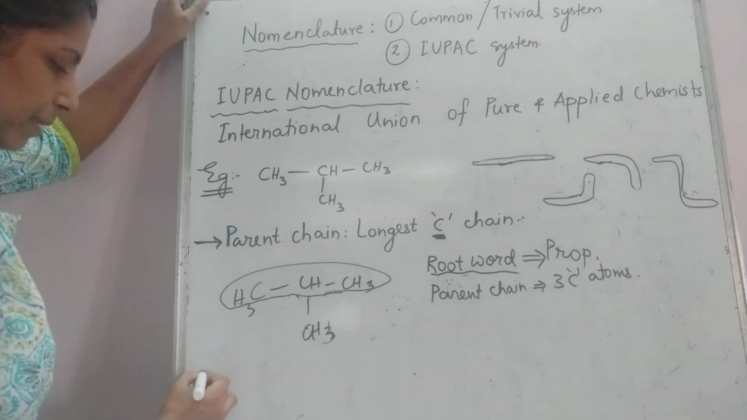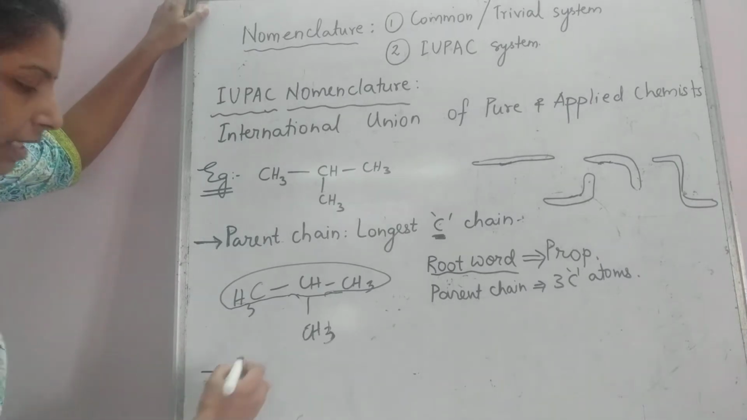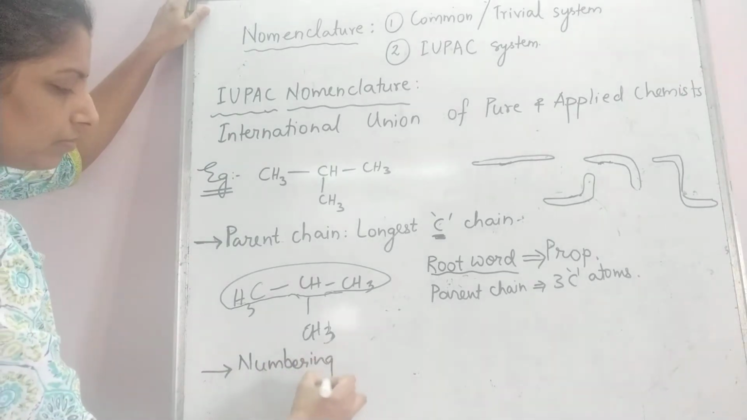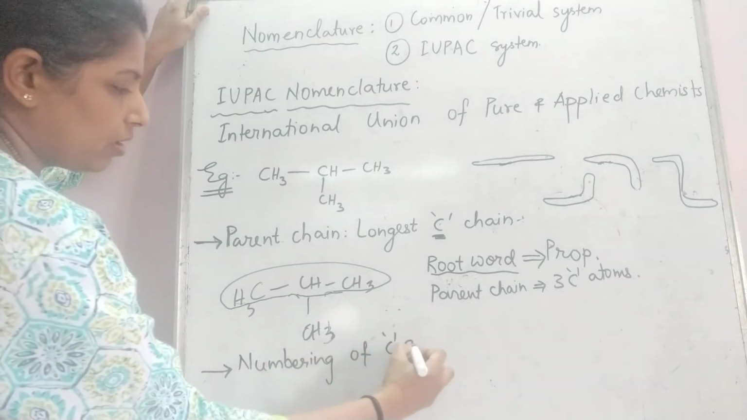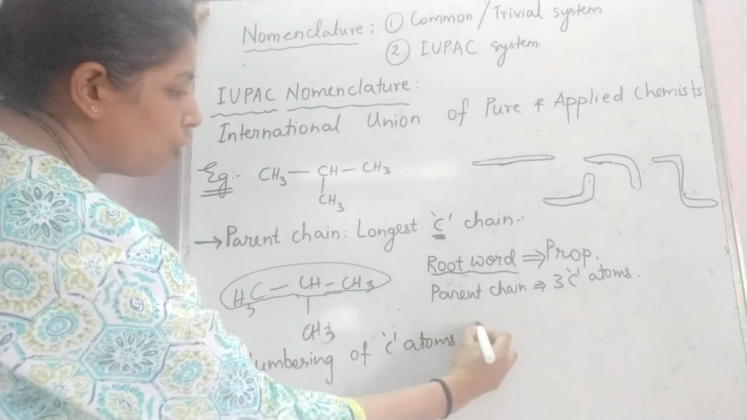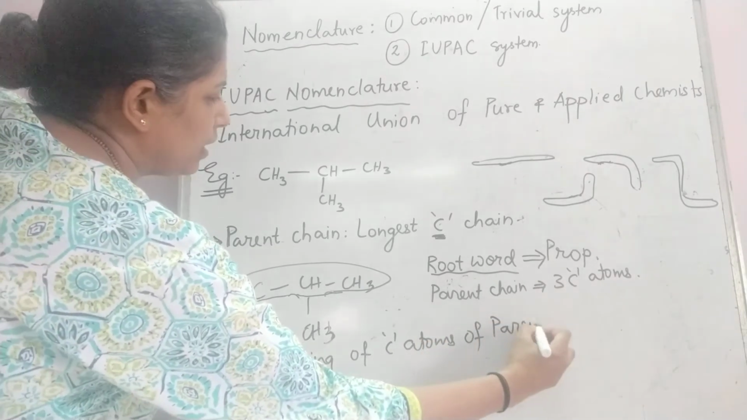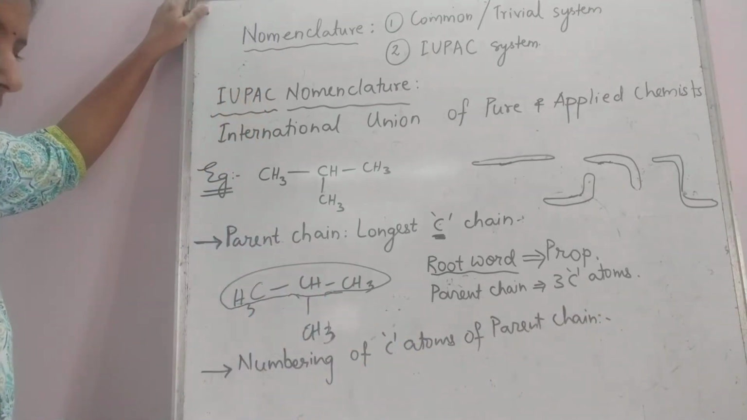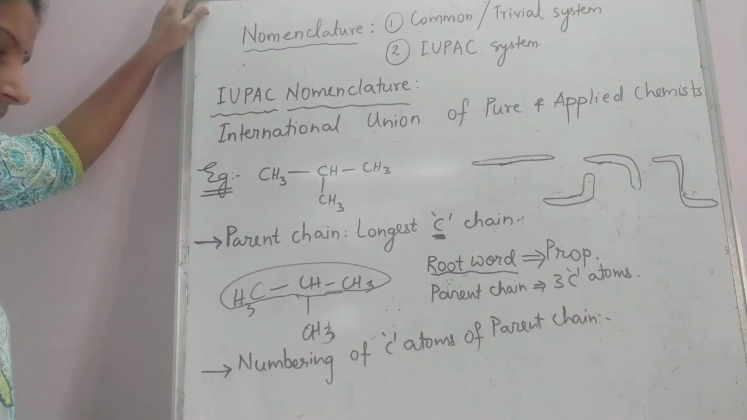Now what is the second part? The second part is you have to number the carbon atoms of the parent chain. Only the carbon atoms of the parent chain are to be numbered. Okay. Is this thing clear?